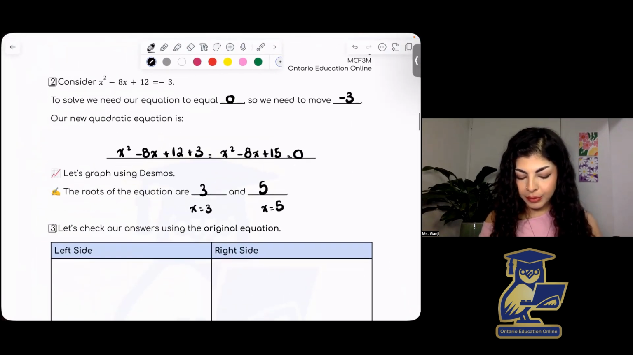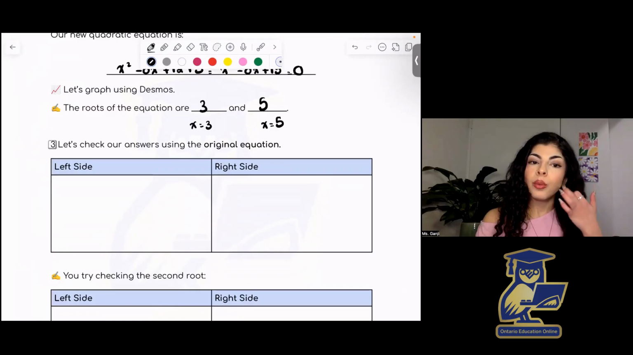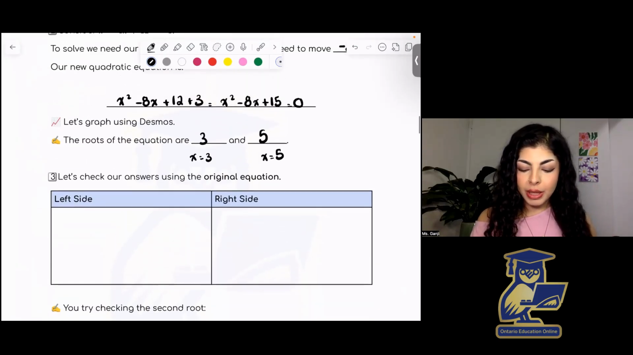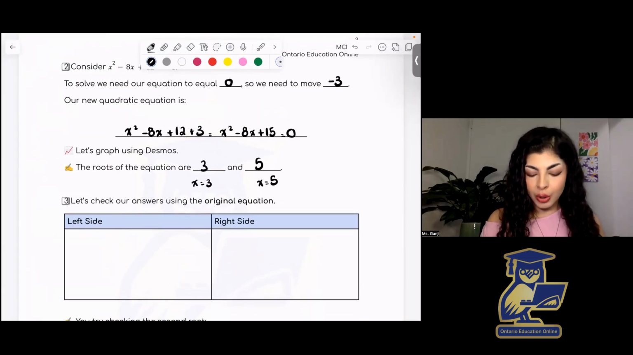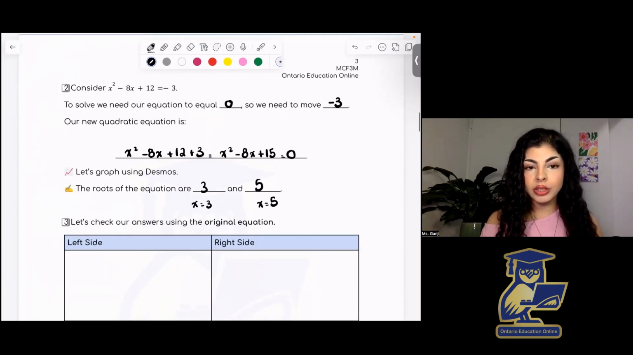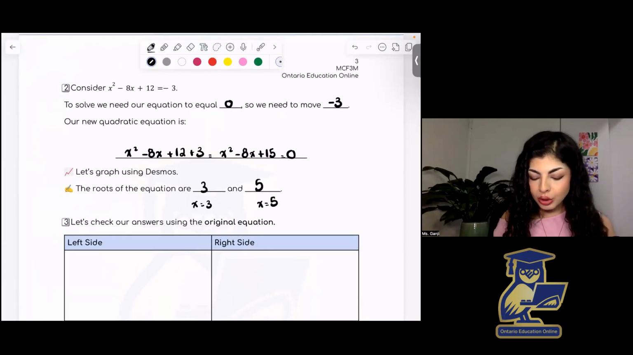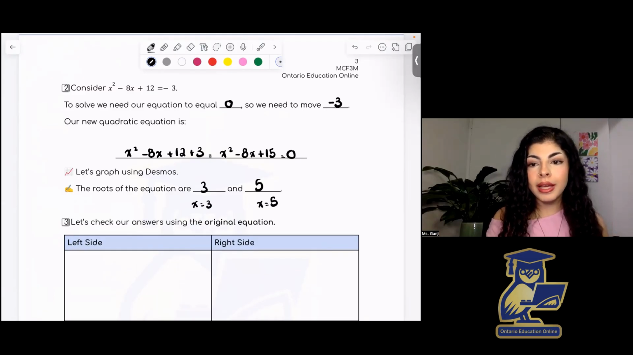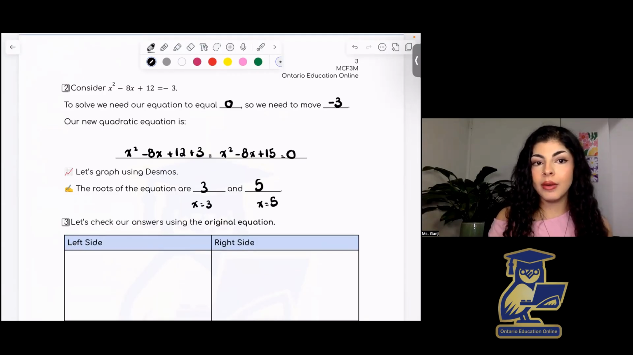So I'll close my Desmos for now. So now we want to check, especially because we altered our original equation, that it actually works. When we do the check, we are also using our original equation, in case you made any errors throughout as you were solving. You will be able to check that using the original equation, which nothing has been changed.